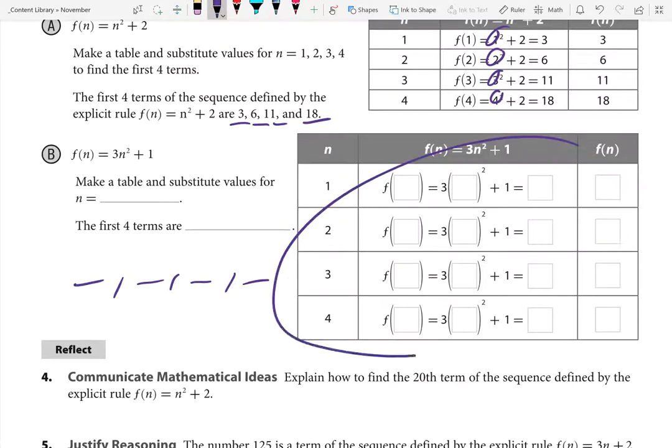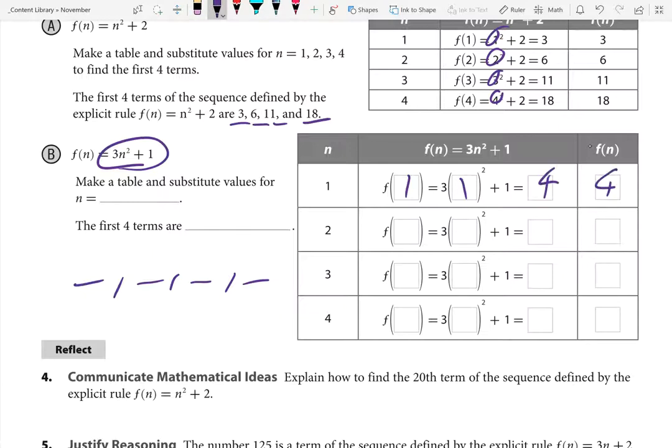You see this table over here to help us get organized. So f of 1 means that we're plugging in 1. Remember, our function is 3n squared plus 1. So that means we're going to have 3 times 1 squared plus 1. Now when you do this math, 1 squared is 1, and then multiplied by 3 makes it 3. And 3 plus 1 ultimately becomes 4. So our first term in the sequence is 4.